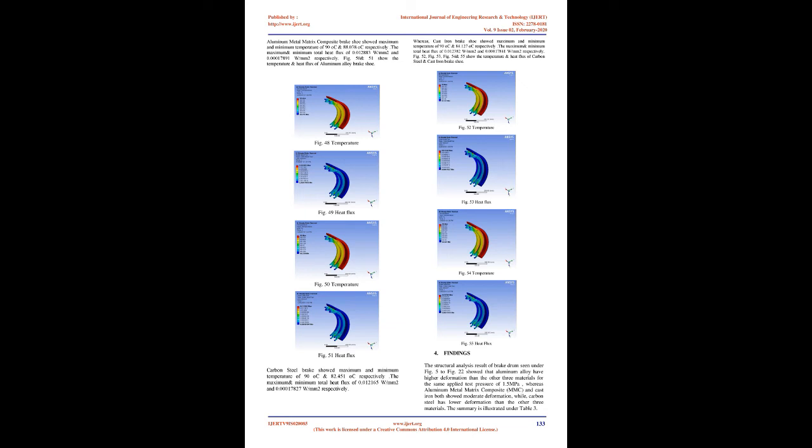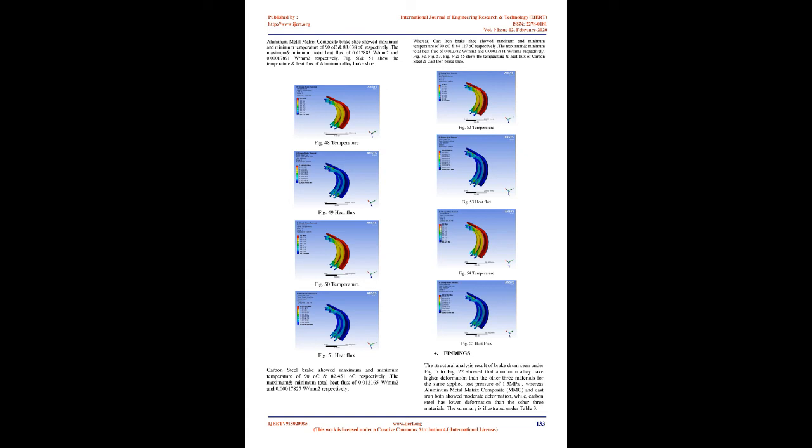The maximum and minimum total heat flux of 0.007164 W/mm² and 6.1651E6 W/mm² respectively. Fig 40 and 41 show the temperature and heat flux of aluminum alloy brake drum.